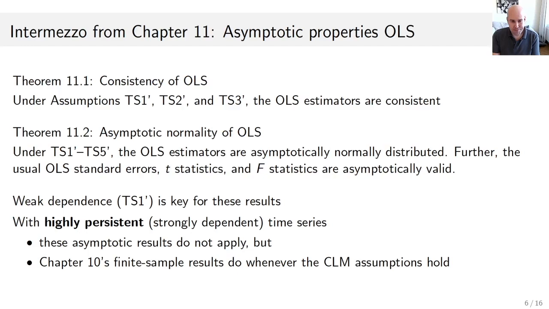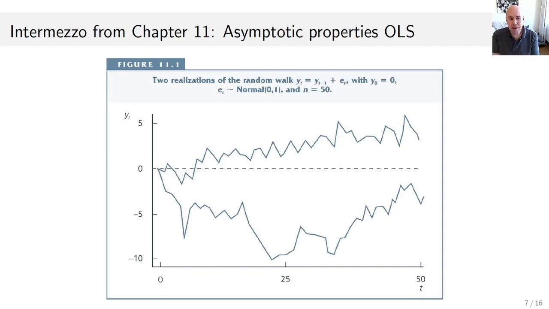Now, here's an example of highly persistent data. So these are two realizations of a so-called random walk. And what you see here is what a random walk is. So a random walk would be the following model: Yt is equal to yt minus 1 plus et. Okay, and in the beginning, you would have an initial condition, for instance, that y in period 0 would be equal to 0. And then if you assume, for instance, normality for et, so standard normal distribution, and you let that run for 50 periods, then you get a process that looks like this. Okay, a realization of a process that looks like this. You run it again, and it's going to look like this.